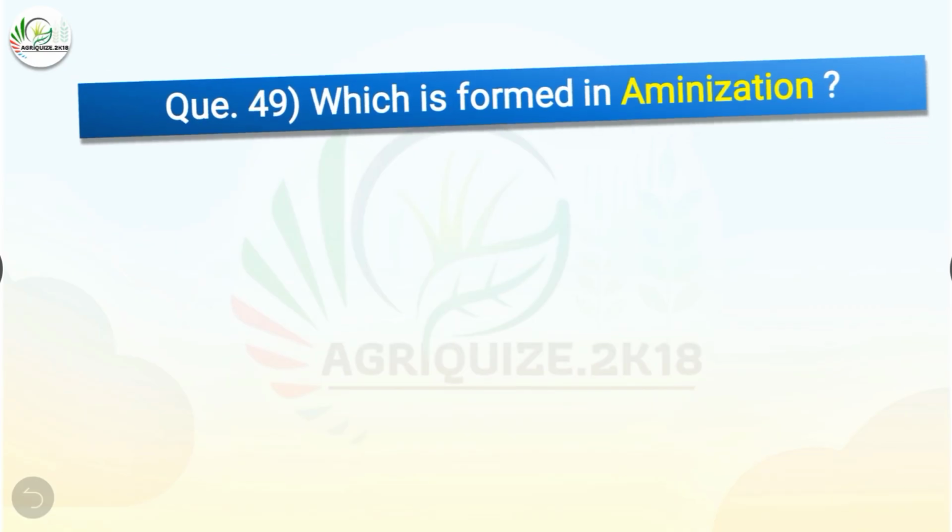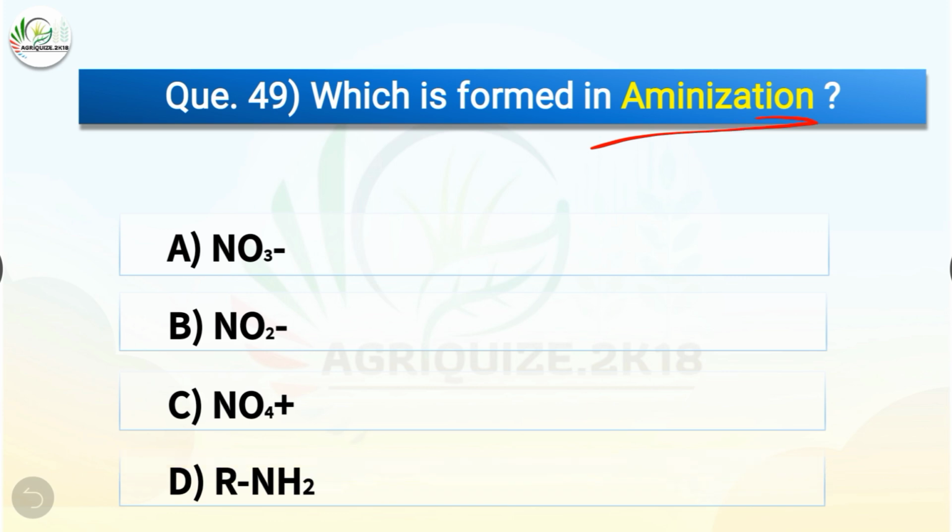Question number 49. Which is formed in aminization? The options are NO3 minus, NO2 minus, NH4 plus or RNH2. The correct answer is option D, RNH2. So RNH2 is formed in aminization. The process by which microorganisms break down complex proteins to simpler amino acids, amides and amines. Aminization is the first step of mineralization as part of the nitrogen cycle.